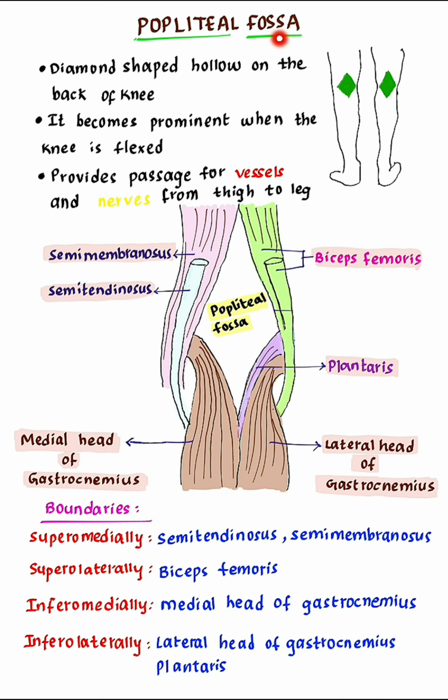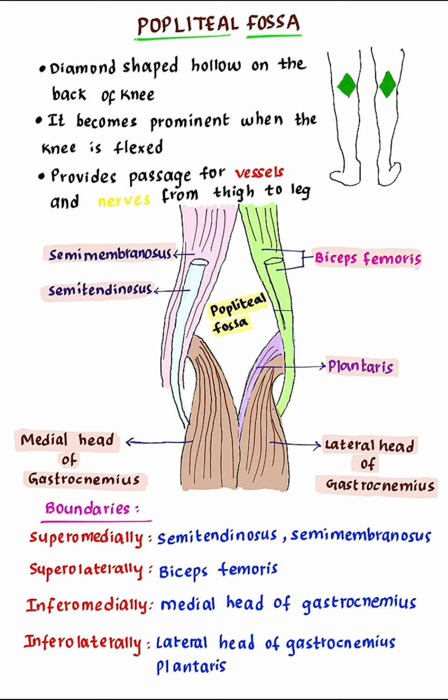Let us now learn about popliteal fossa. Popliteal fossa is a diamond-shaped hollow on the back of the knee. You can see it is diamond-shaped. It is present on the back of the knee. It becomes more prominent when the knee is flexed. It provides passage for main vessels and nerves from thigh to leg.